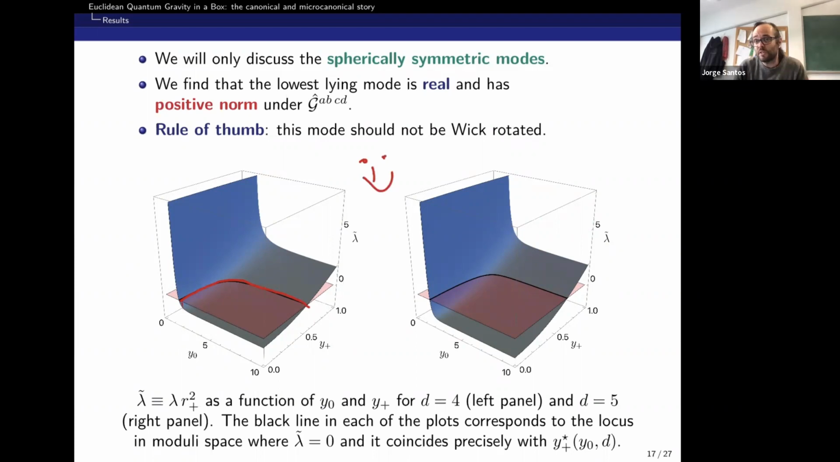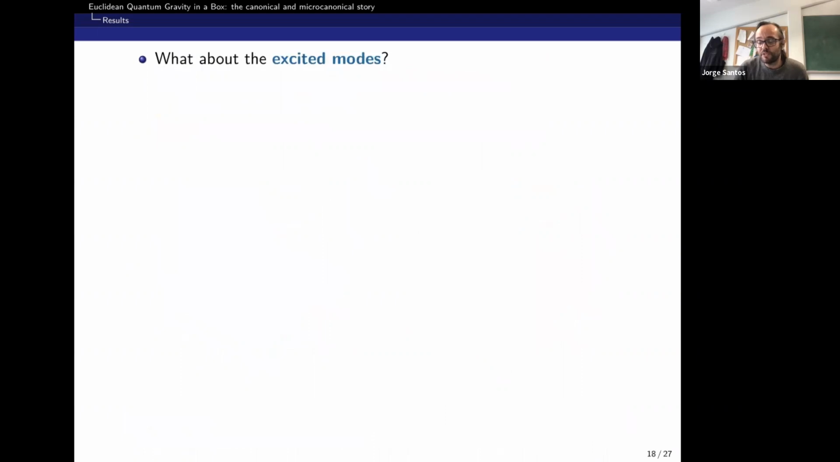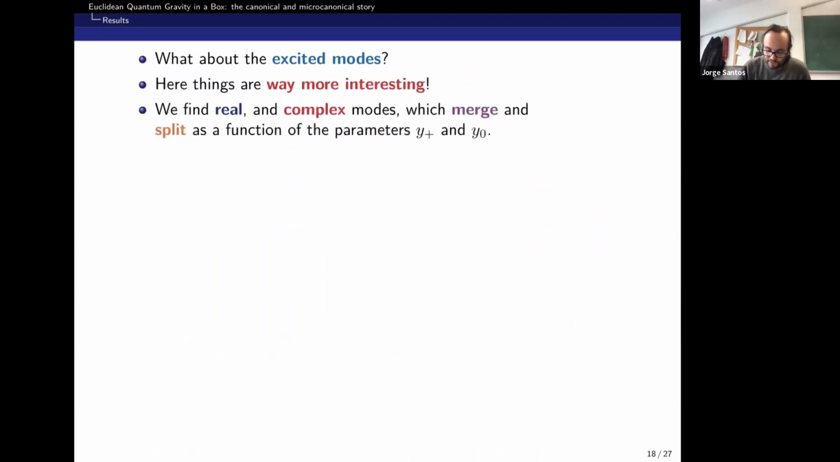These plots could have been produced many years ago. The only thing that people have not done before is to check that all of these modes have a positive norm on the G hat. But this would not be exciting. What about the excited modes? This is just the lowest lying mode. Things are way more interesting here. In this case, we find real and complex modes, and they merge and split as a function of the parameters.